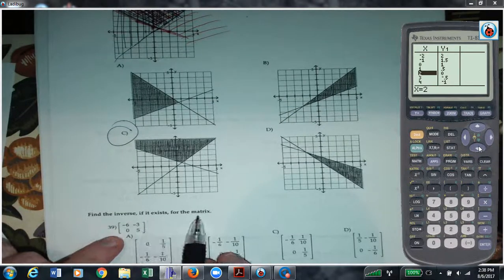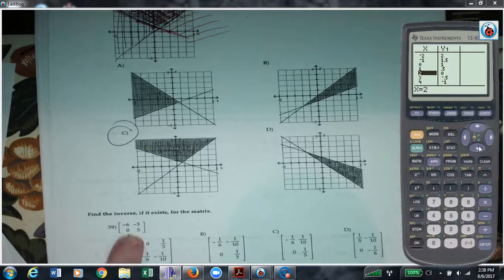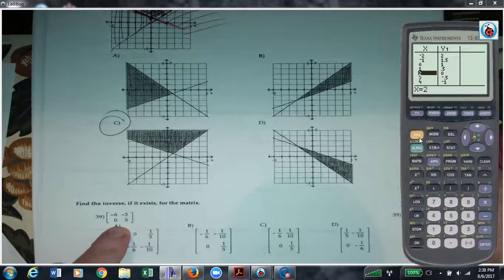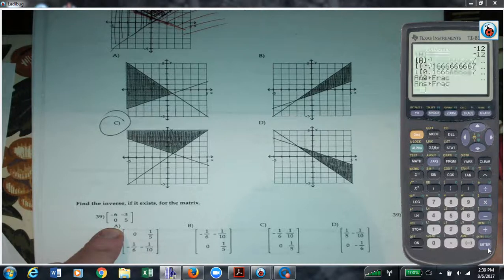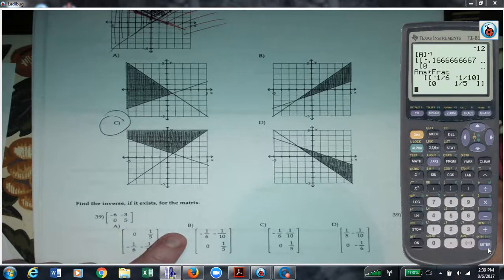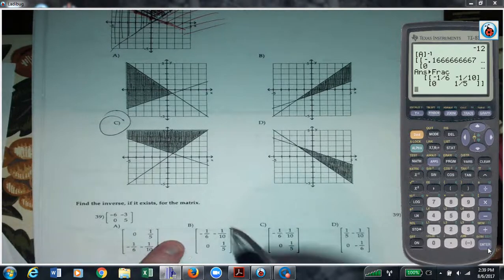Okay, find the inverse if it exists for the matrix. This probably is easy enough to do in the calculator. So into the matrix menu, to the editor. This is a 2 by 2. And I've got -6, -3, then 0, then 5. And let's get back into the matrix menu. Let's select this. And let's ask it for the inverse. Now, if I want to see that in fractions, I do math, enter, and enter again. So I've got -1/6, -1/10, 0, and 1/5.